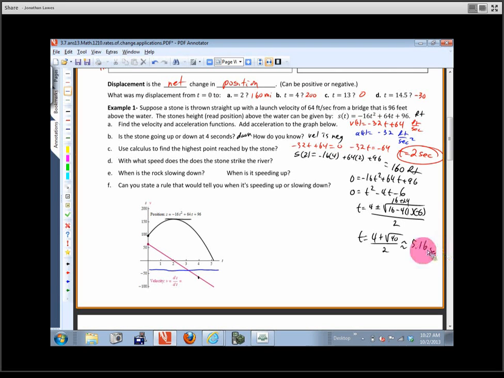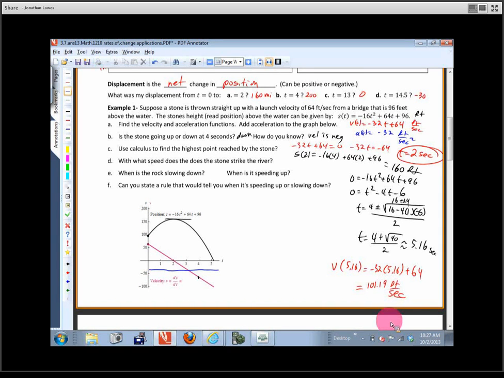Well, we know it hits the river 5.16 seconds after we threw that up in the air. So if you want to know how fast it was going, which equation do we use? The velocity. So let's find v of 5.16. So that'd be negative 32 times 5.16. And I'm trusting that somebody's doing the arithmetic here for us. So what is that? Okay, so 101.19. And what would the units be? Okay, that's going to be feet per second.